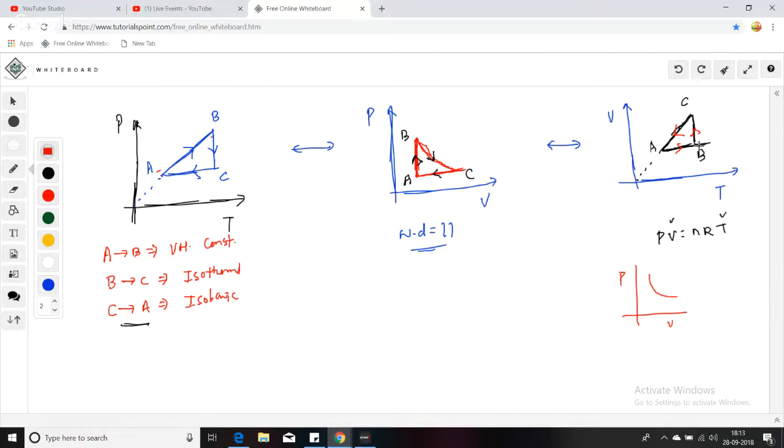So like this, if you have any graph given, whether it is a pressure-temperature graph or a volume-temperature graph, we can easily convert it into a pressure-volume graph and then we can solve the question.